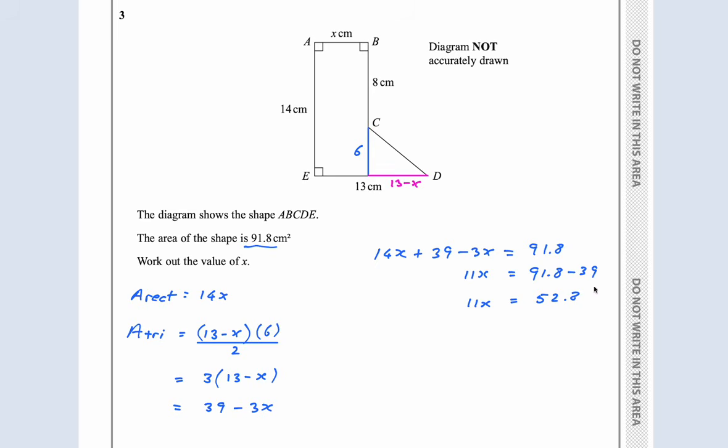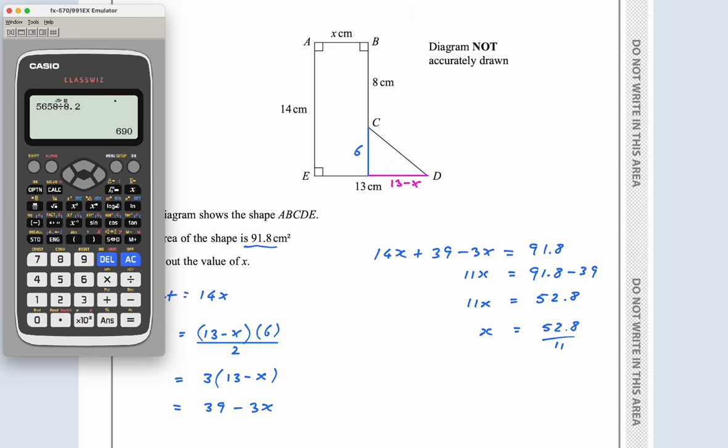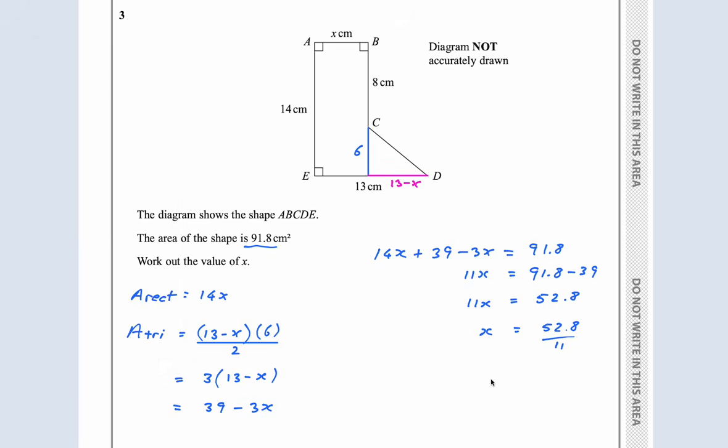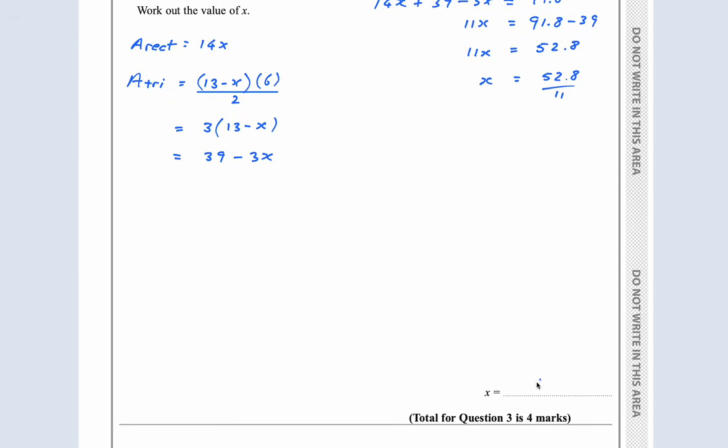That would be 52.8. And then to get x, we divide by 11. It would be 52.8 divided by 11. Let's see what that is. 52.8 divided by 11 is 4.8, which is correct. So x equals 4.8.